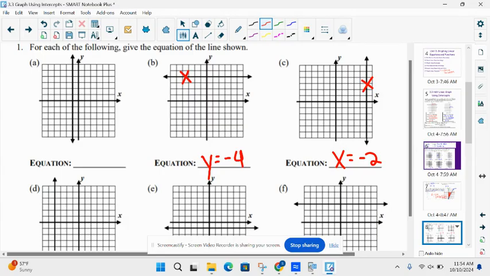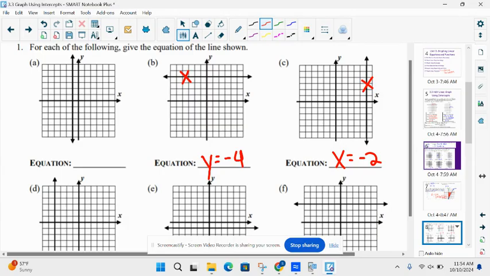Yeah, it'll go through the y-axis. You just want to figure out which axis it is going to go through. So it's perpendicular to the x-axis. It's going to be going like this. It's going to go through the x-axis. So it'll be x equals.